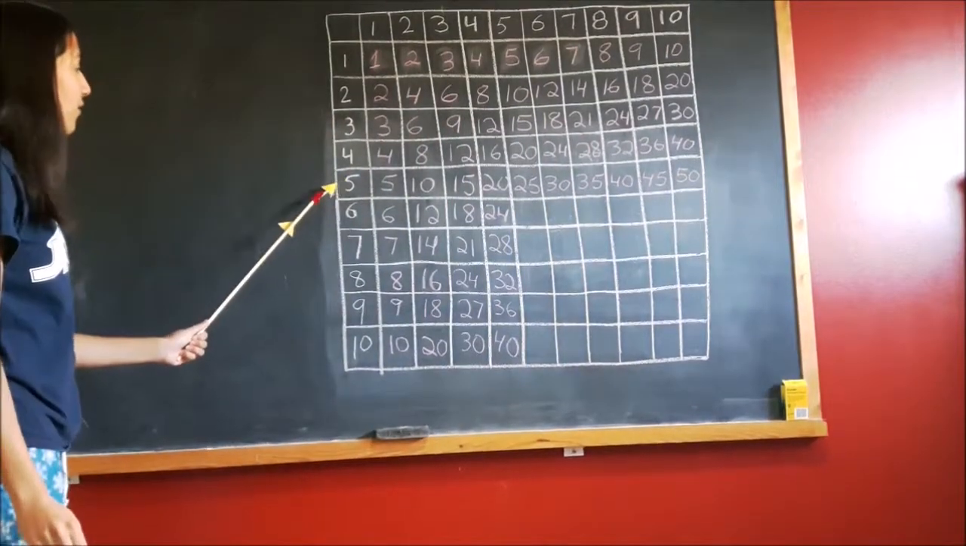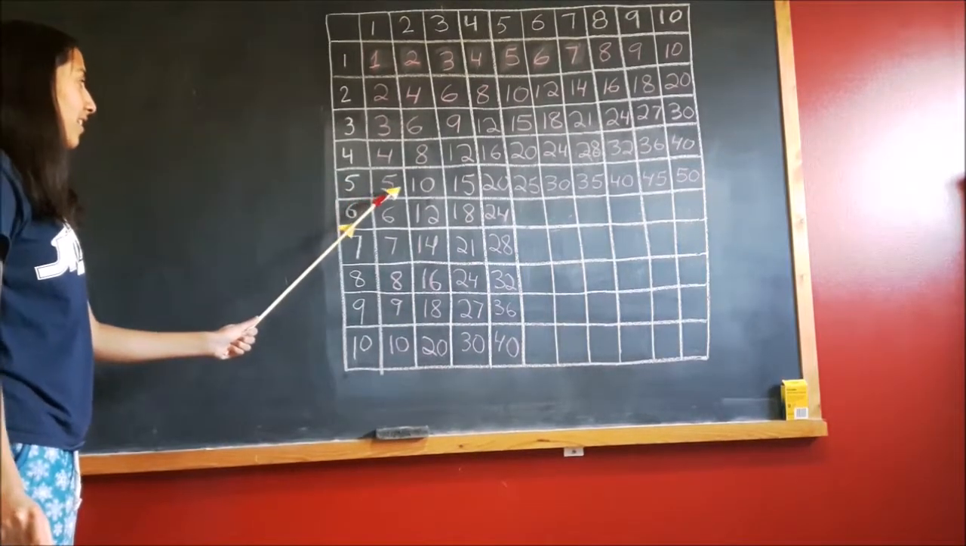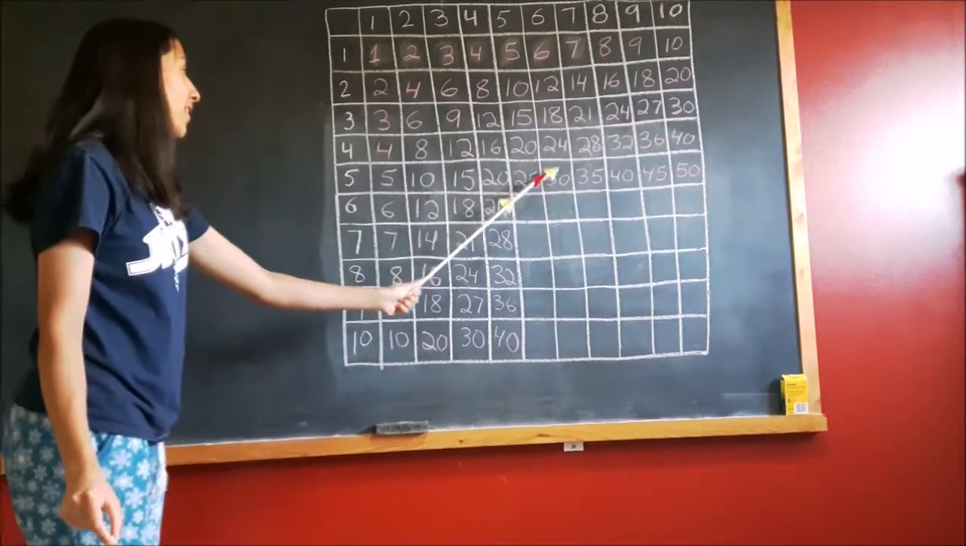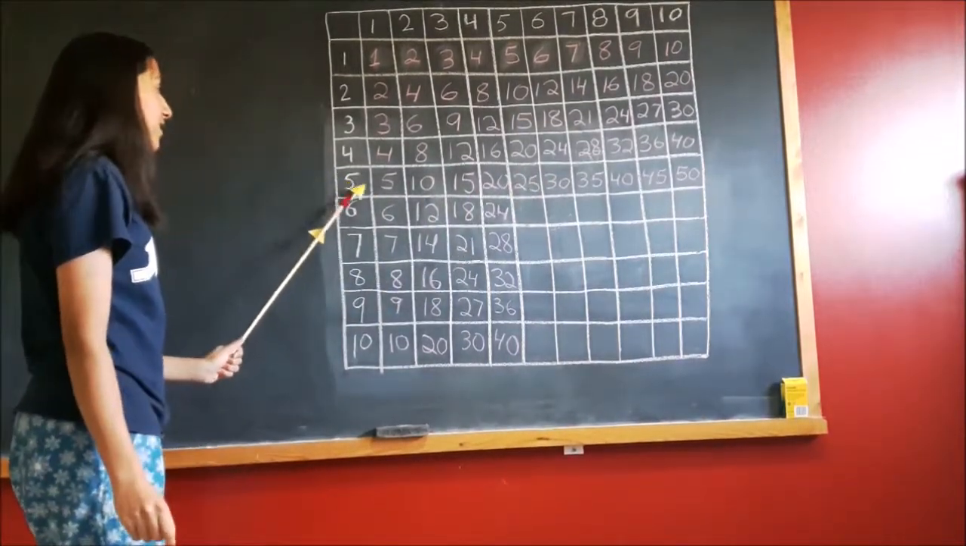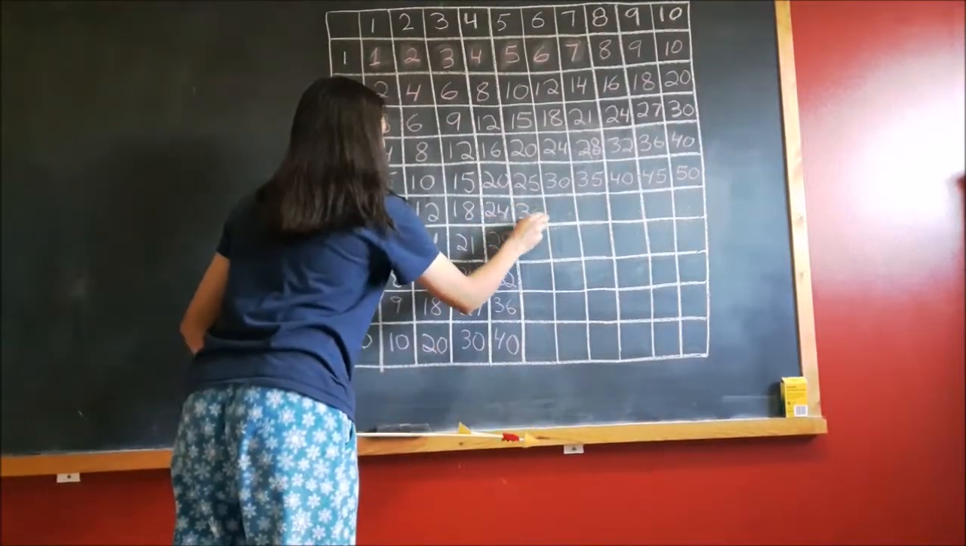Again, we see a pattern in here. In this row, there is an increase of 5 each time. And it makes sense because this is the 5 row. And the same is for the bottom row.